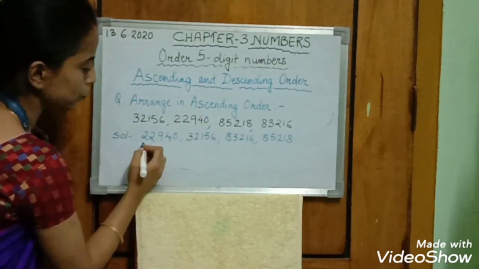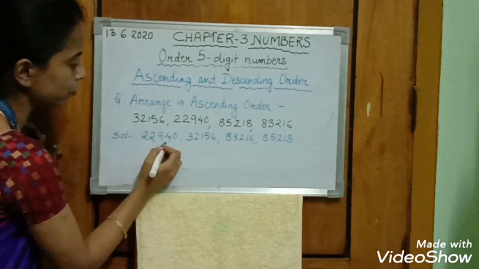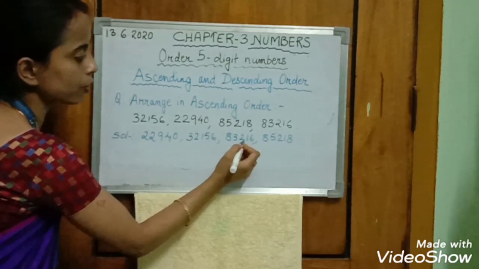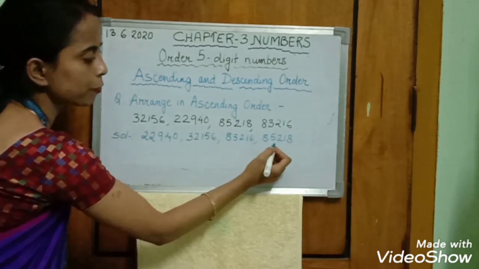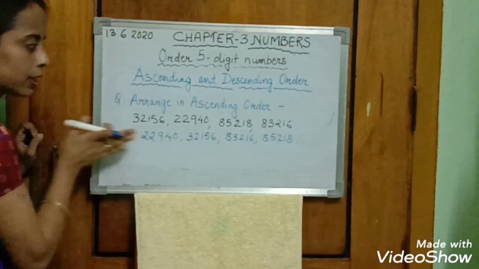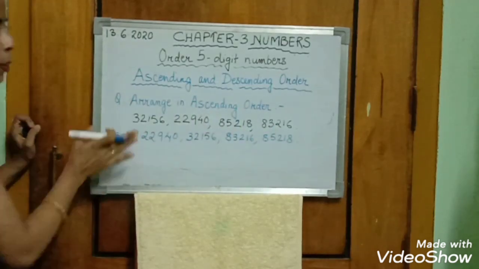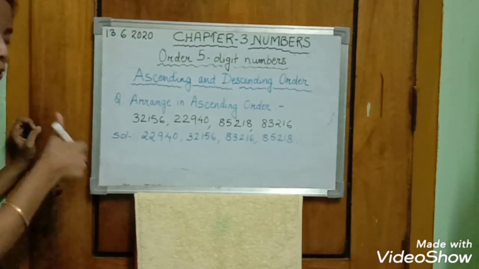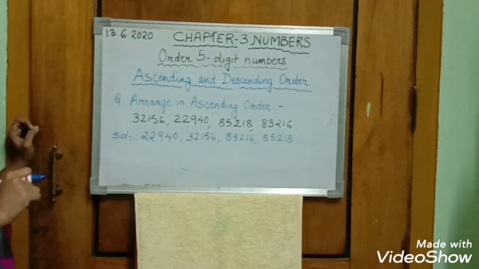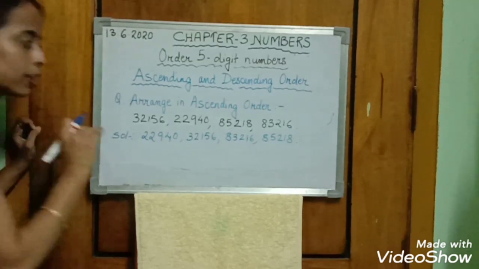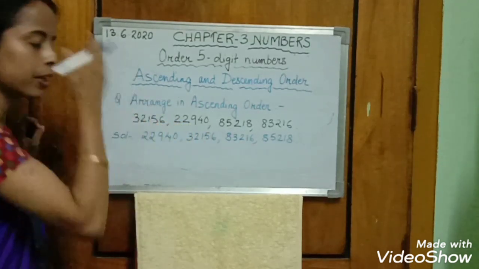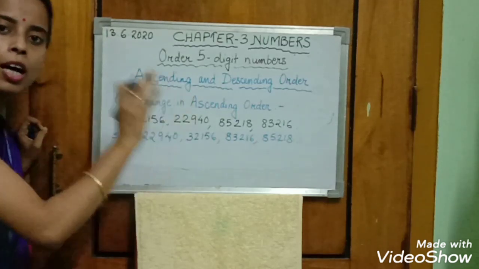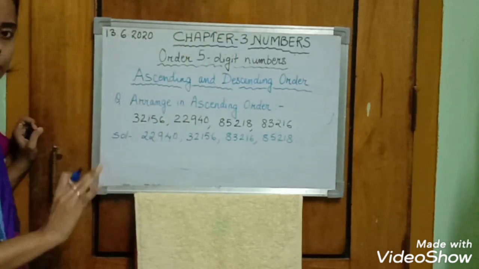Ascending order means from the smallest to biggest. 22,940 is the smallest, then 32,156, then 83,260, then 85,280. So this is how we compare the 5-digit numbers by seeing the place value, from the largest place value, that is from 10,000. If 10,000 place is same, then we will compare the 1,000 place. If 1,000 place is same, we will compare the 100 place. Like this we will proceed.